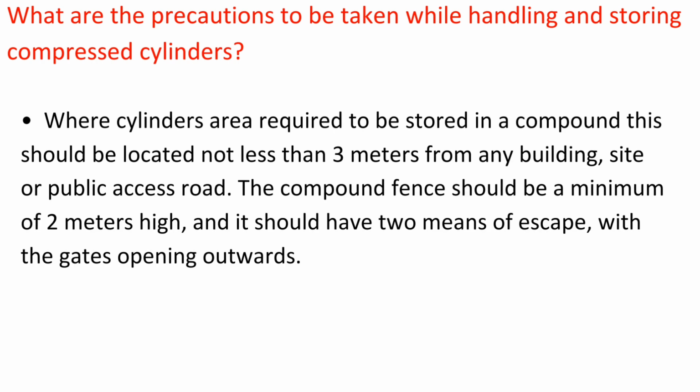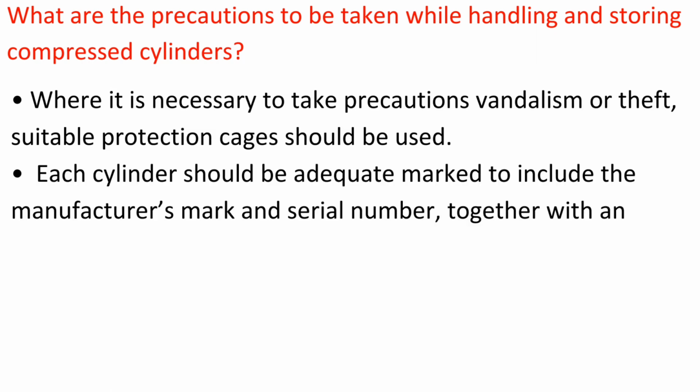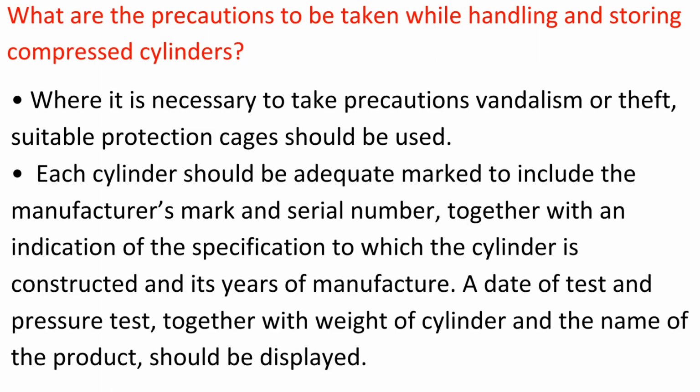Where cylinders are required to be stored in a compound, this should be located not less than 3 meters from any building, site or public access road. The compound fence should be a minimum of 2 meters high, and it should have 2 means of escape, with the gates opening outwards. Where it is necessary to take precautions against vandalism or theft, suitable protection cages should be used.